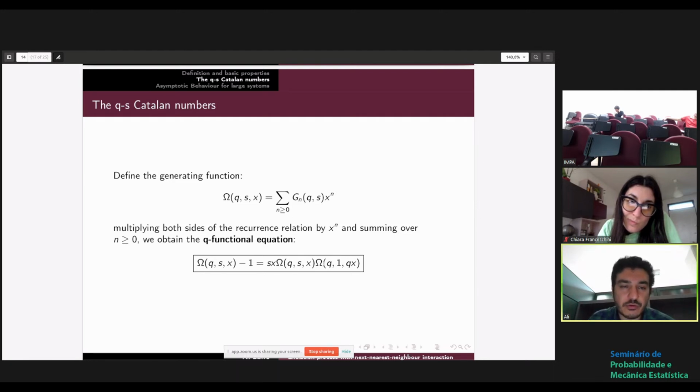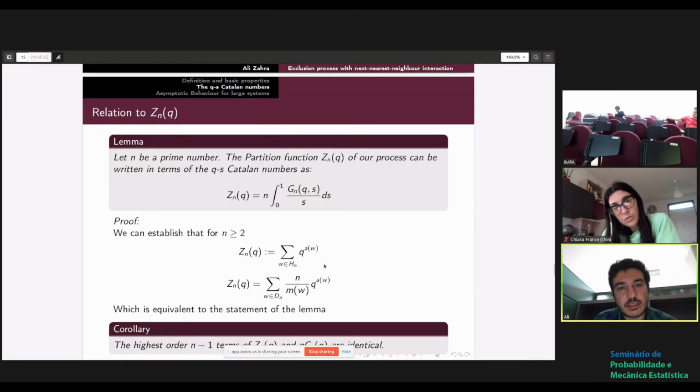Okay, we can of course continue talking about q-Catalan numbers, but what is important for me is to compute my partition function for the model. Okay, so here there is a lemma that I use to compute the partition function. My partition function is related to q-Catalan numbers by this simple expression. You just integrate Gn q s over s from 0 to 1 and you multiply by n.